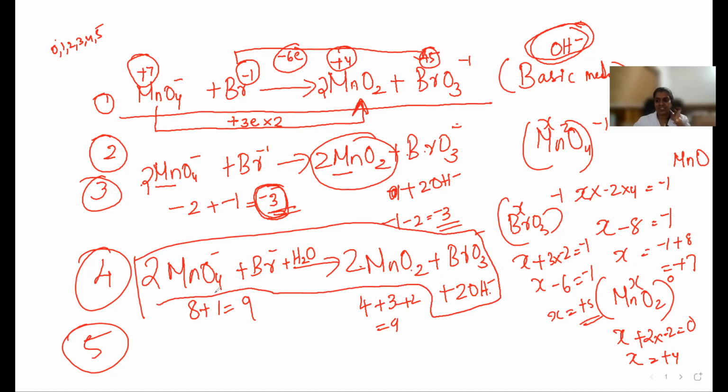This is the balancing equation. One more method is there that we will discuss in another class. Okay. Thank you.